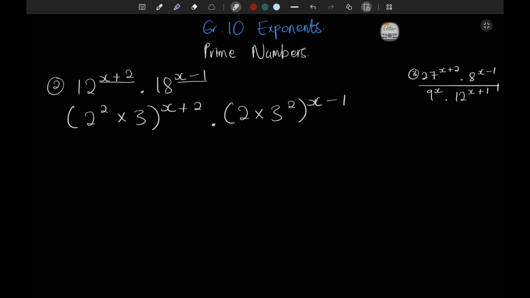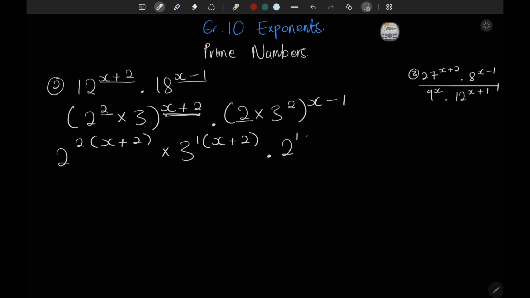What's the next step? You have to check whether we have any similar bases in the bracket. You have 2 and 3, not the same base. So we can try to distribute the x plus 2 into the different terms in the bracket. So firstly, we have 2 squared times x plus 2, times 3, which is basically 3 to the power 1 times x plus 2, times we have 2, which is basically 2 to the power 1 times x minus 1, then 3 squared times x minus 1.